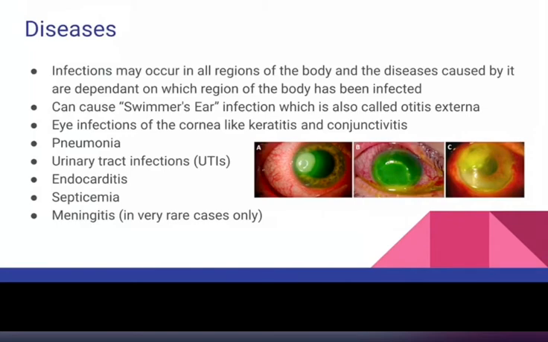The diseases caused by Pseudomonas aeruginosa are mostly infections. These infections can occur in pretty much any region of the body, and it can cause swimmer's ear infection, which is also called otitis externa, which is an infection of the external ear. It can cause eye infections like keratitis and conjunctivitis. It can cause pneumonia, urinary tract infections, and in patients with already weakened immune systems, it can cause endocarditis, which is inflammation of the heart valves, and septicemia, which is blood poisoning. And in very rare cases, it can actually cause meningitis too.